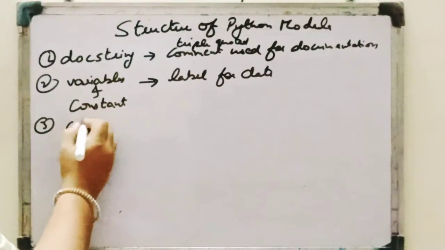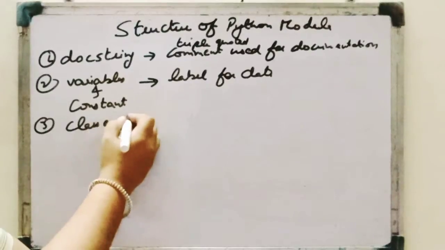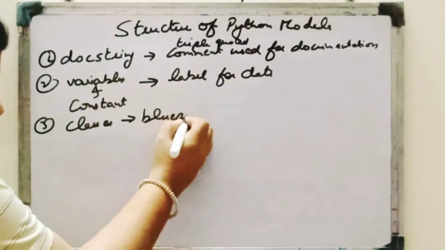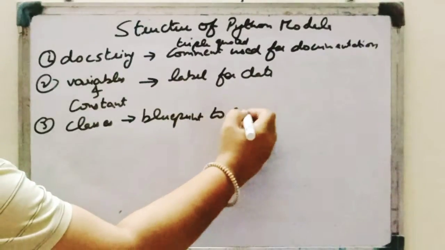Third is classes. Classes are what? A blueprint to create the object.